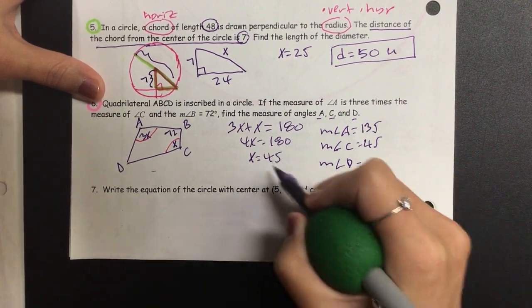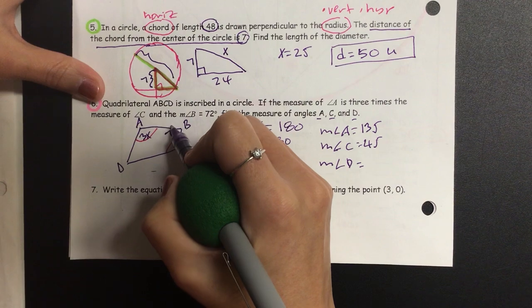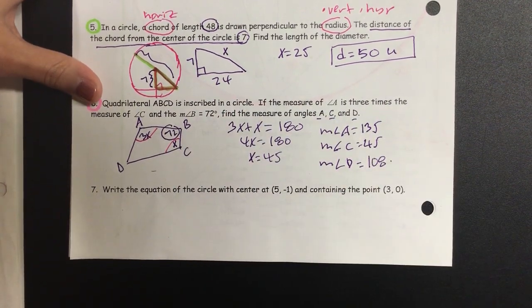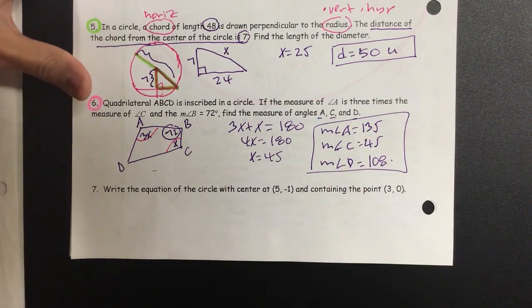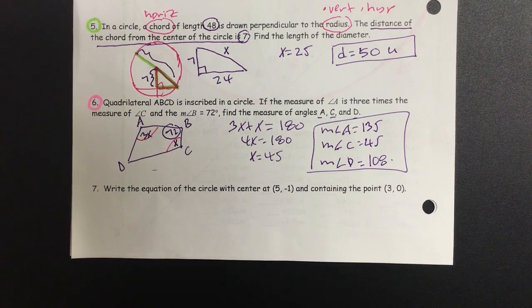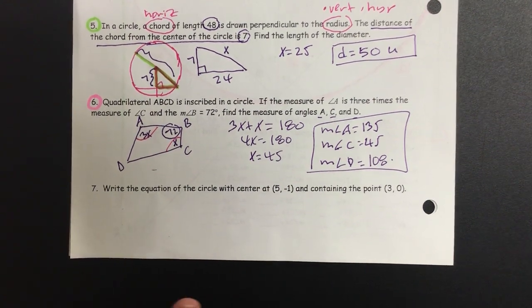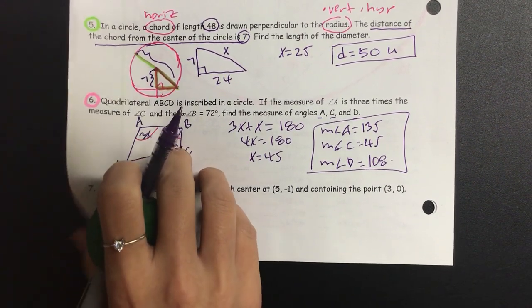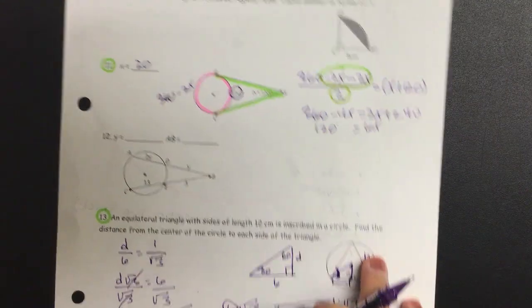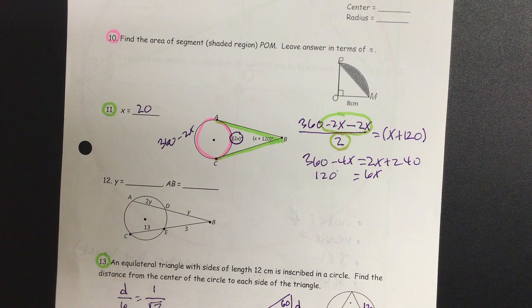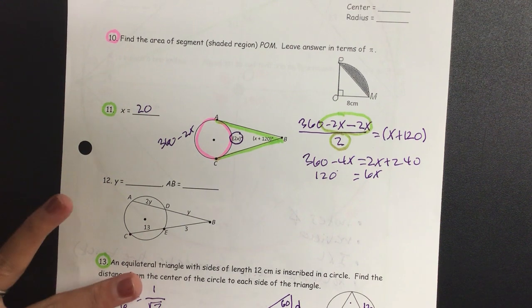And for angle D, these numbers really don't matter. What is 180 minus 72? 108. Boom, done. Your opposite angles must be supplement to each other, meaning 180 when you add them. Okay, our last one, number 10. Okay, Annika, let's read number 10. Find the area of segment, shaded region, leave answer in terms of pi.